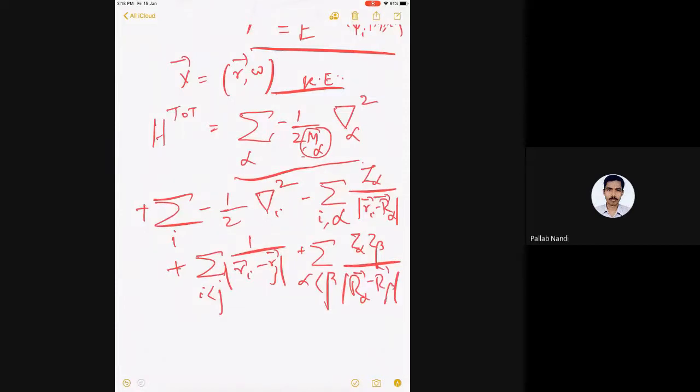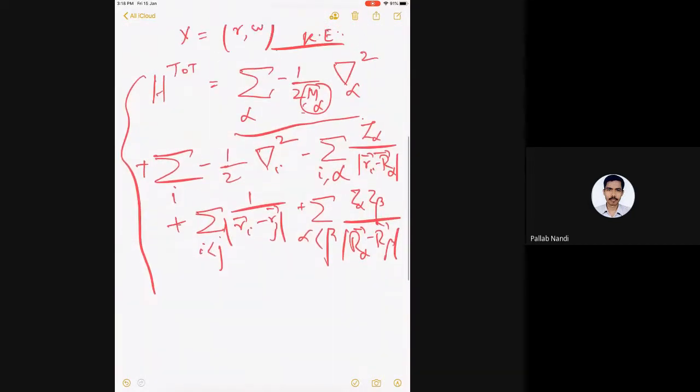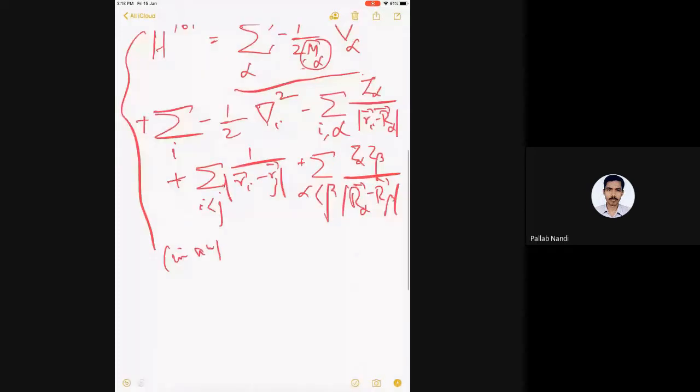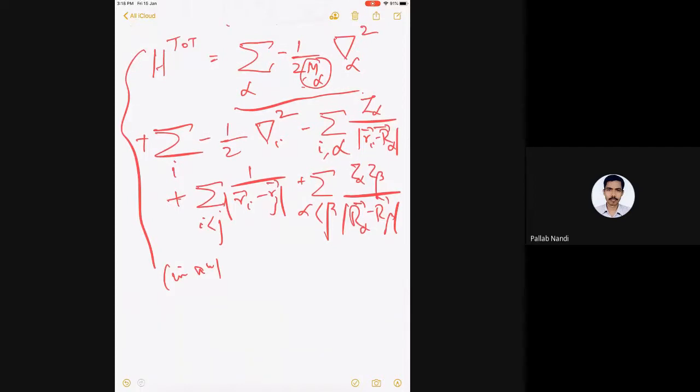So if you look at the composite Hamiltonian in atomic units, several things are 1. So the h cross is also 1, okay, in atomic unit. And then mass of the electron is 1. So in particular, h cross is 1, me is 1, and so on. And of course, the 4 pi epsilon 0 is also 1.